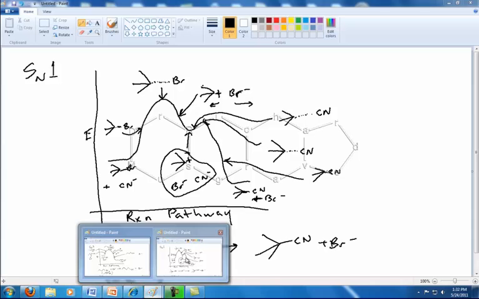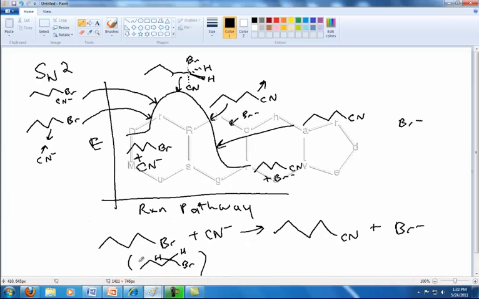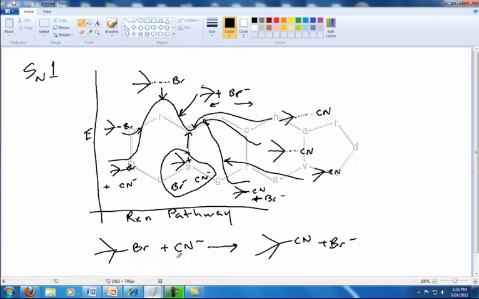Alright, let's take a look at an SN1 reaction. The SN1 reaction is a two-step process where the Br leaves first, forms this carbocation, and then the CN comes in and attaches. In the previous example, you saw that all of this happened in one step, where the CN and the Br were joined simultaneously to this carbon atom. That doesn't happen in the SN1 reaction. What happens is the Br leaves.